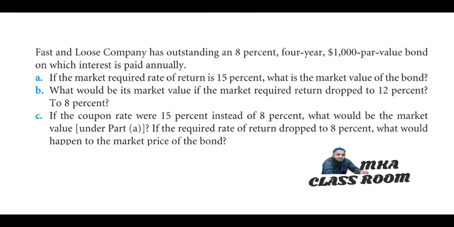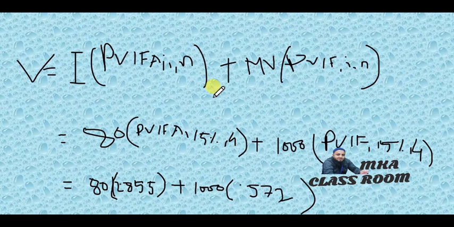Now let's try to make a solution of this problem. We simply use the bond valuation formula to find its value. I means the annual payment of coupon, times PVIFA at I and N, plus MV, the maturity value, times PVIF at I and N. So that is the tabular method.